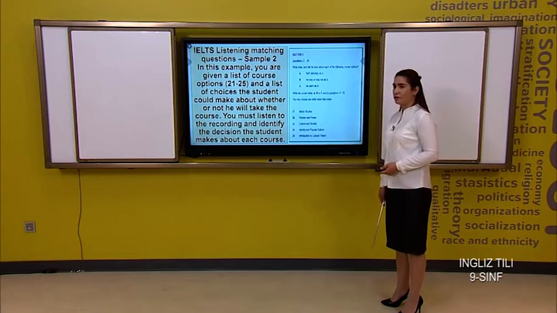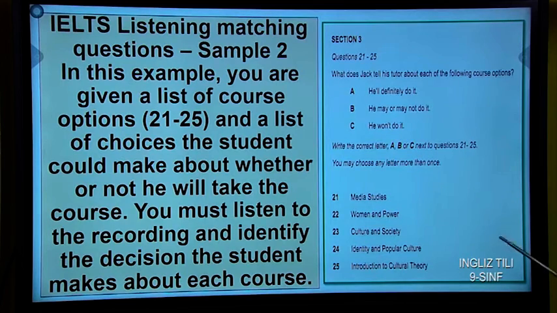So, sample 2. Here, you can see sample 2. You are given a list of course options, 21 to 25, and a list of choices the student could make about whether or not he will take the course. You must listen to the recording and identify the decision the student makes about each course.